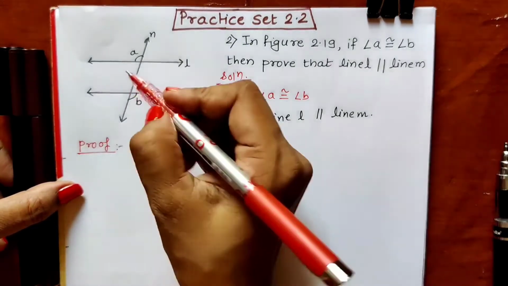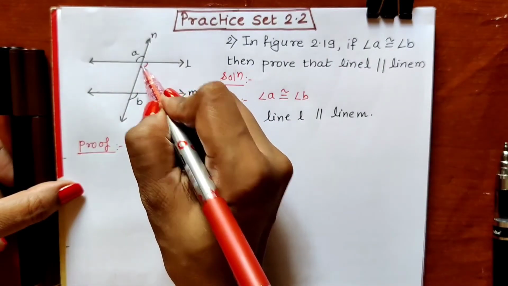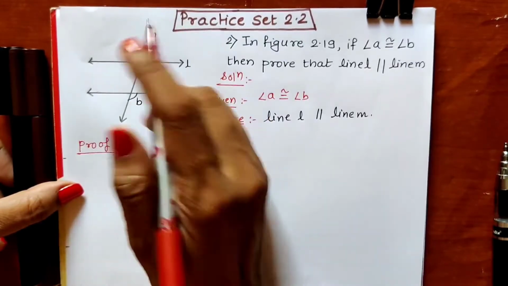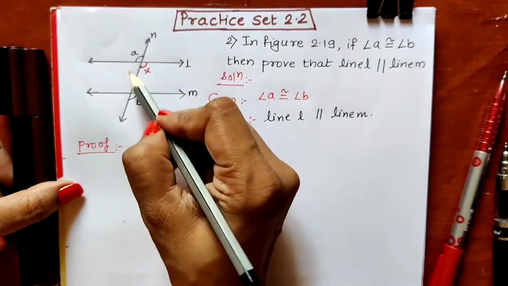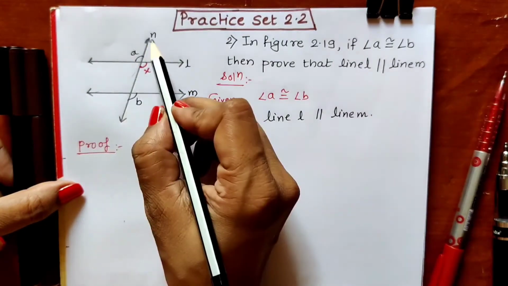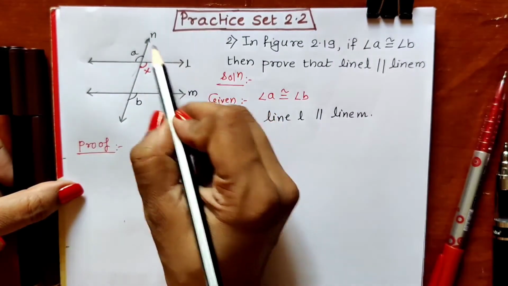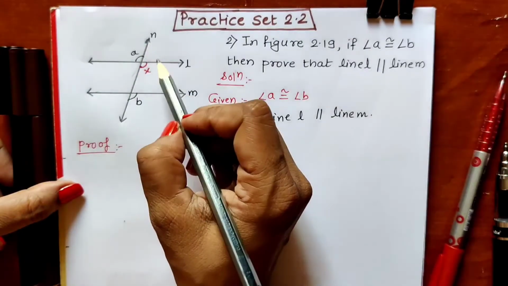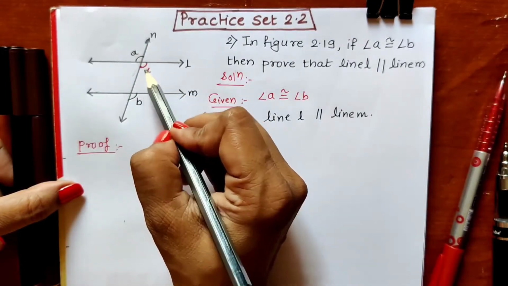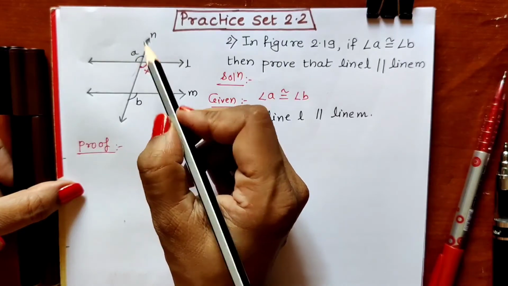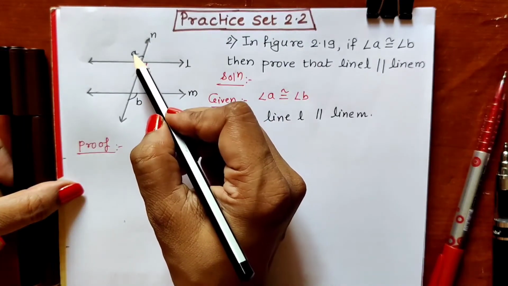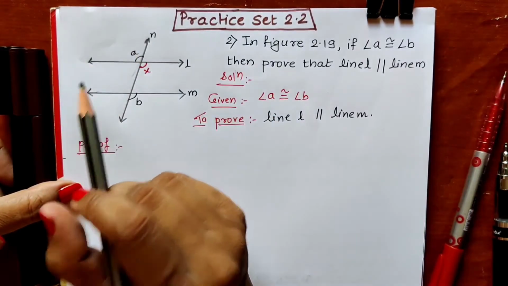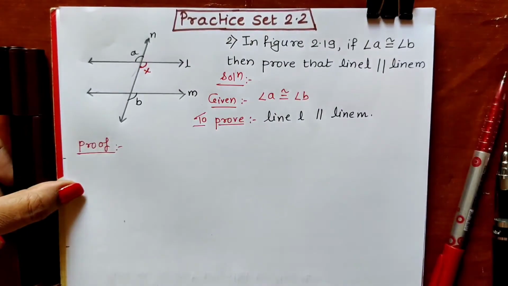We will take any angle x, any variable x here, which will be vertically opposite to angle A. As you all can see here, the two lines, line L and line N, intersect each other at this point. When two lines intersect each other, we get two pairs of vertically opposite angles, and vertically opposite angles are congruent with each other. So first let us take this angle x here.